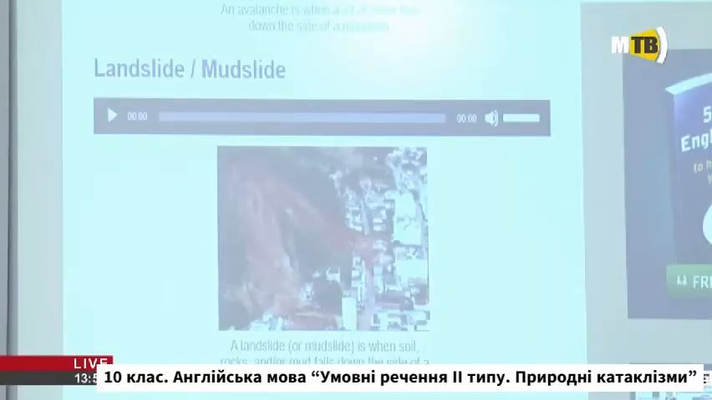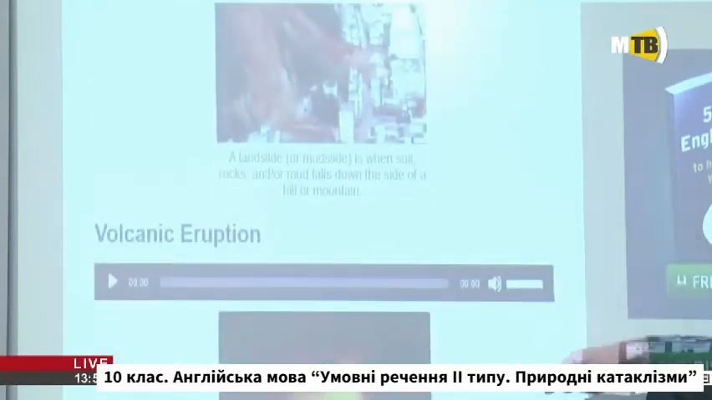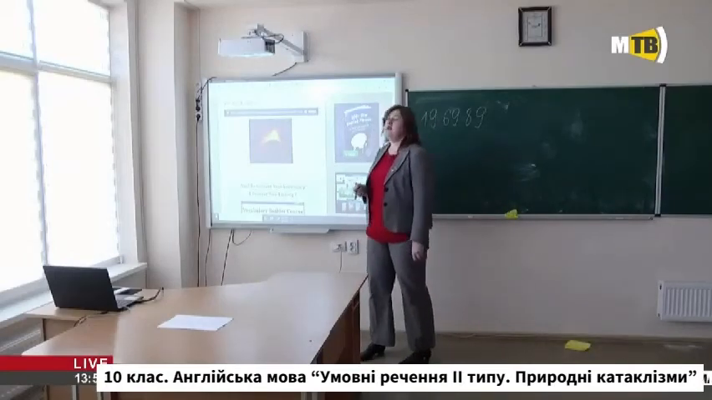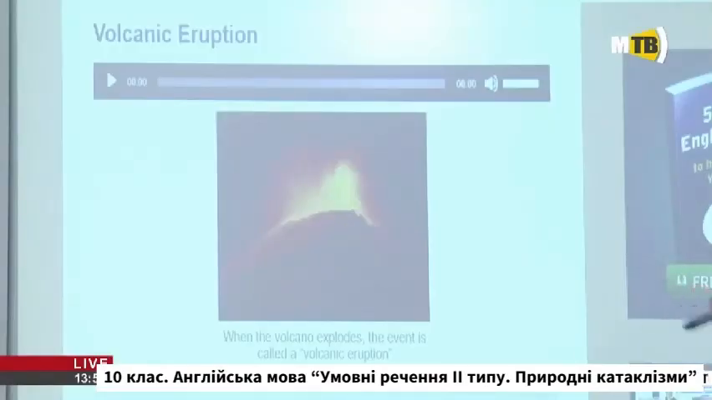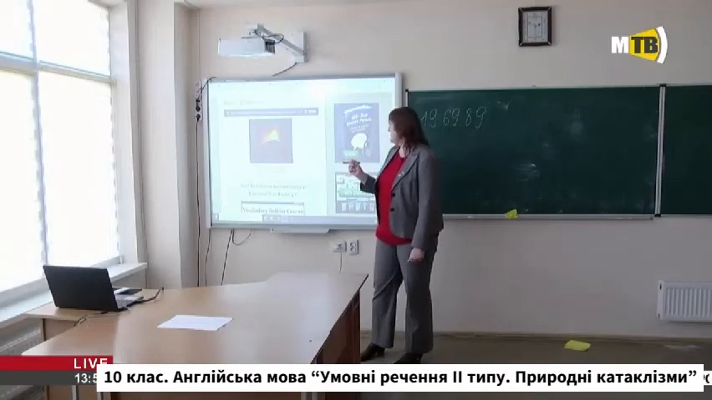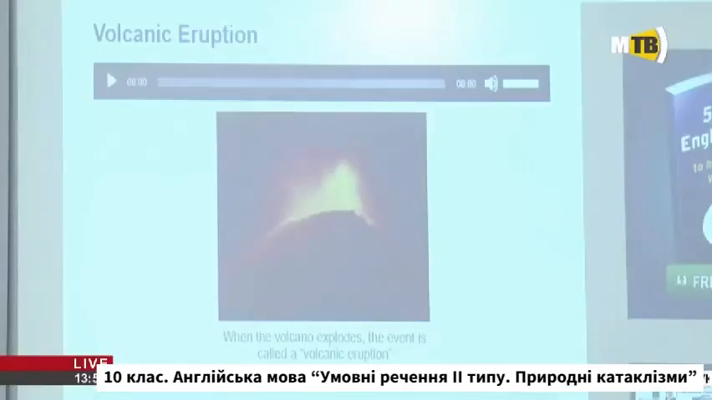So another natural disaster is a landslide or a mudslide. So a landslide or a mudslide is when the soil, rocks and or mud falls down the side of a hill or a mountain. So yeah, it's not very pleasant when you have that. Volcanic eruption. I'm sure that everybody has heard about the city of Pompeii in Italy, which was completely destroyed by the volcano called Vesuvius. When the volcano explodes, the event is called a volcanic eruption.